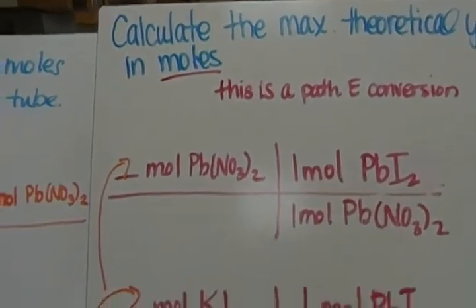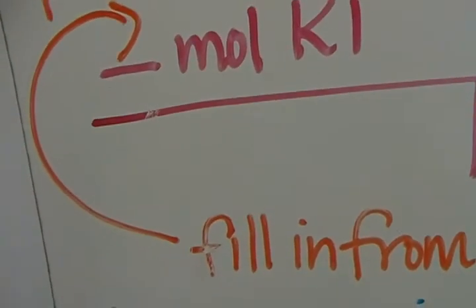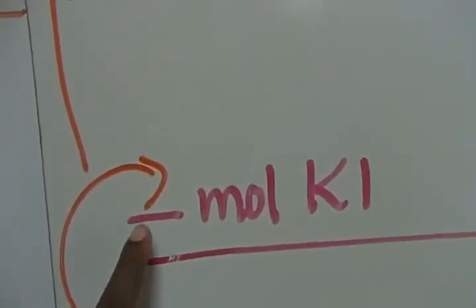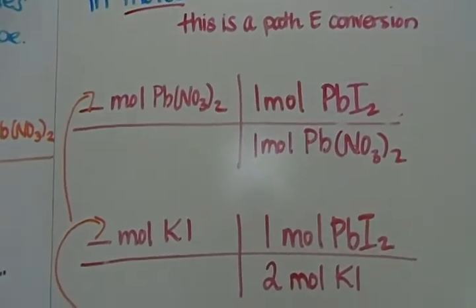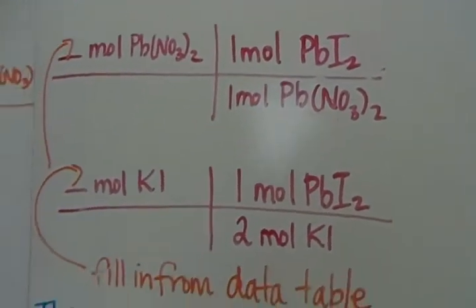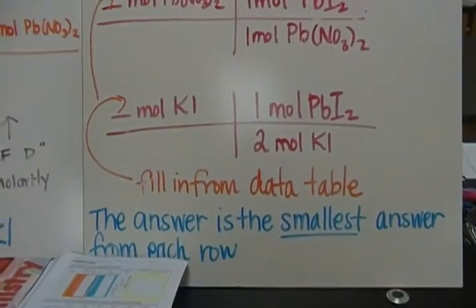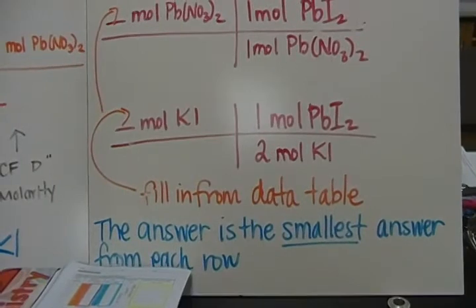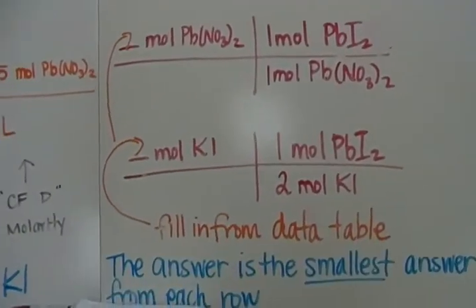Then you will do the same thing for the corresponding 16 milliliters of KI. Whatever that mole number is, that will go here. You'll do the same calculation. Notice that the mole ratio is different because of the equation. Once you get those two numbers, you need to compare them, and you pick the one that is your theoretical yield, based on your limiting reactant. Whichever one gives you the lowest number of moles is the one that you would write on the table.